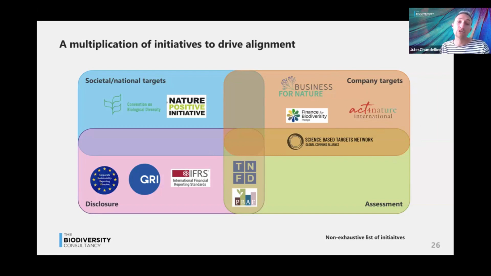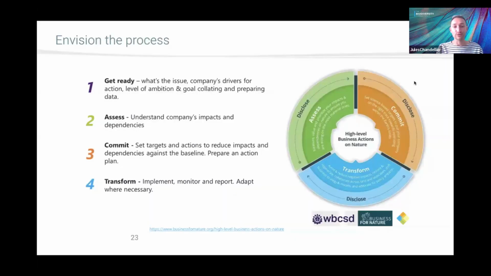So we have Act for Nature, which is helping companies to set some realistic targets on biodiversity. And you have some initiatives which are more focused on finance, with Finance for Biodiversity, for instance. So yeah, you have a lot to see around this. Then how can you actually start as a business, start doing some more work and better integrating biodiversity?